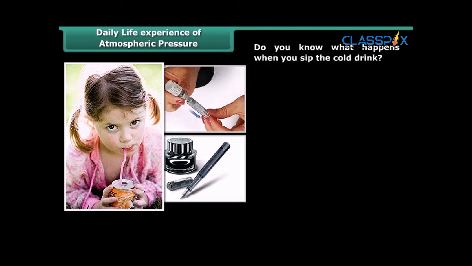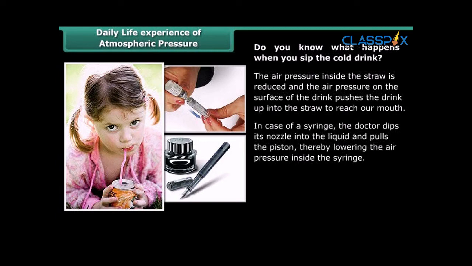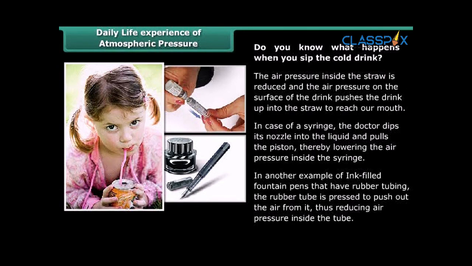Do you know what happens when you sip the cold drink? The air pressure inside the straw is reduced, and the air pressure on the surface of the drink pushes the drink up into the straw to reach our mouth. In case of a syringe, the doctor dips its nozzle into the liquid and pulls the piston, thereby lowering the air pressure inside the syringe. Another example is ink-filled fountain pens that have rubber tubing; the rubber tube is pressed to push out the air from it, thus reducing air pressure inside the tube.